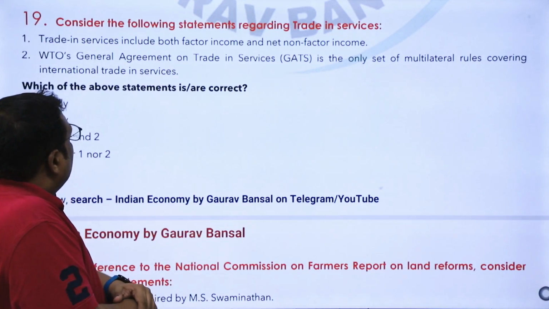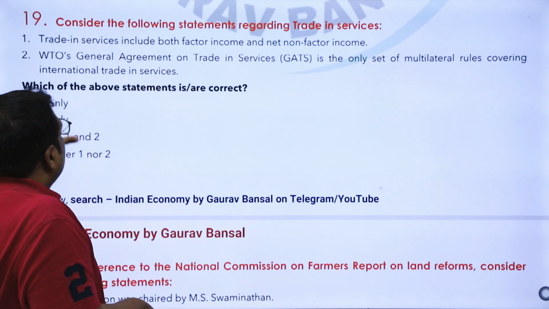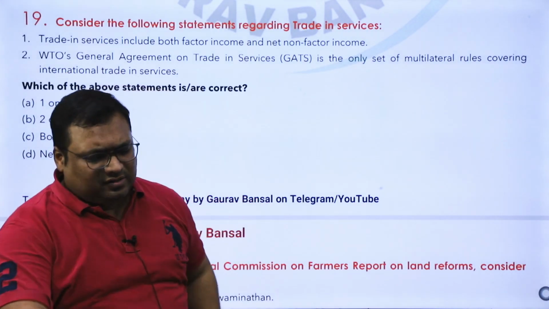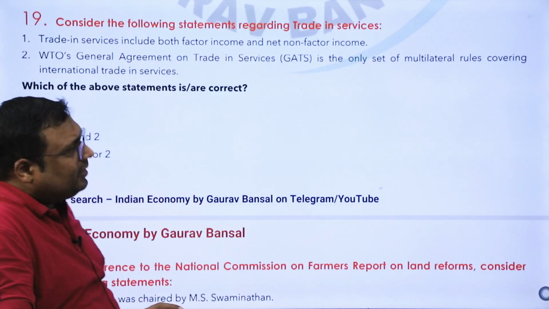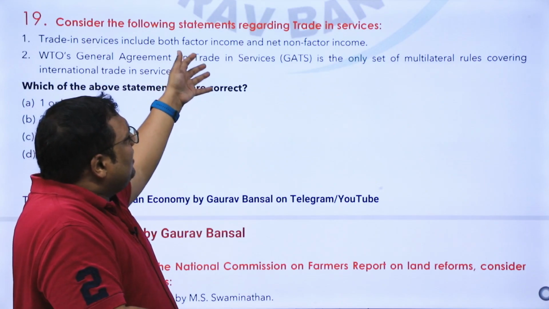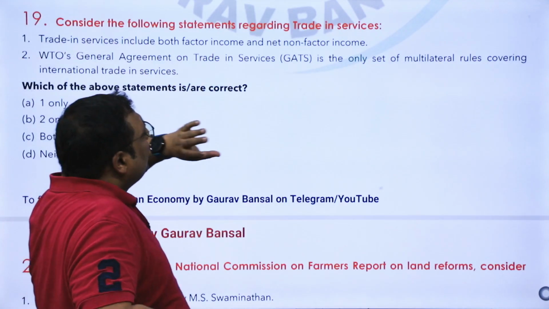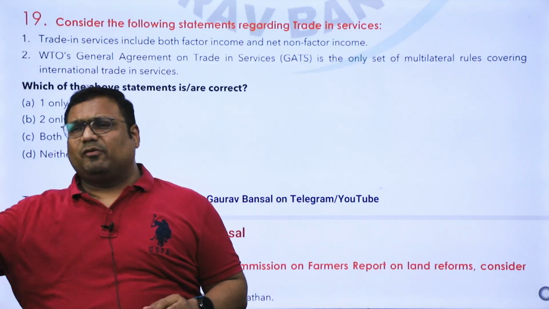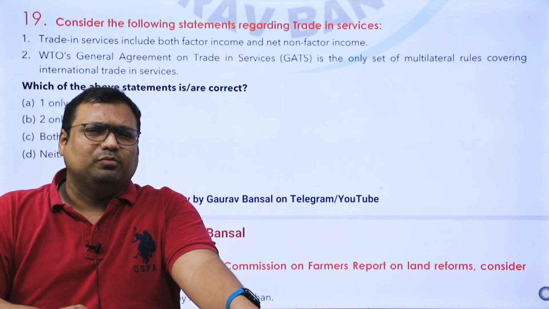The trade in services includes both factor income and net non-factor income. So when we say trade in services, we give away services, and against the services what we typically get is the factor income. Okay, and what do we mean by net non-factor income? Apart from factor income, there can be certain non-factor income as well. Okay, factor income is from the rent, from the salary, from the profits.